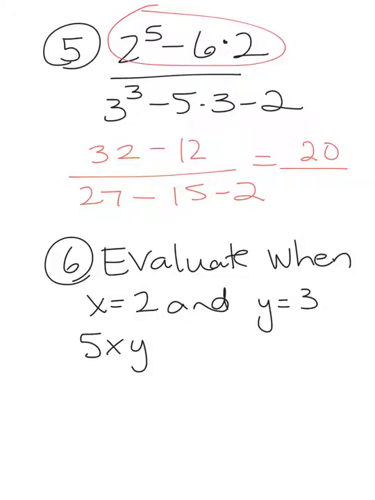My denominator is 27 minus 15 minus 2. So I can just subtract left to right. 27 minus 15 gives me 12. Minus 2 gives me 10. 20 divided by 10 gives me 2. That's my final answer there.